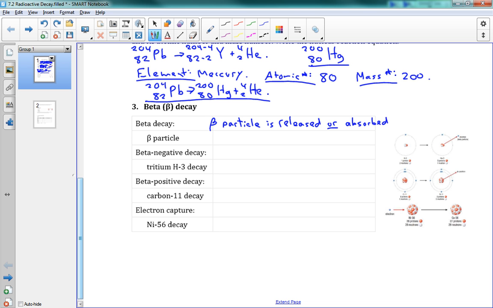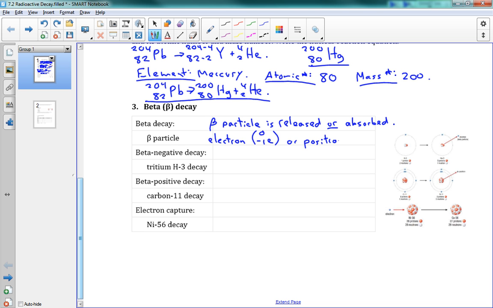So it's a bit different from alpha. Alpha, we only released alpha particles. Beta, we can actually absorb beta particles. What is a beta particle? Well, it is an electron, and we call an electron -1 0 because it has basically a mass of 0, but it has a charge of -1. Okay, so an electron, or a beta particle, can also be a positron.